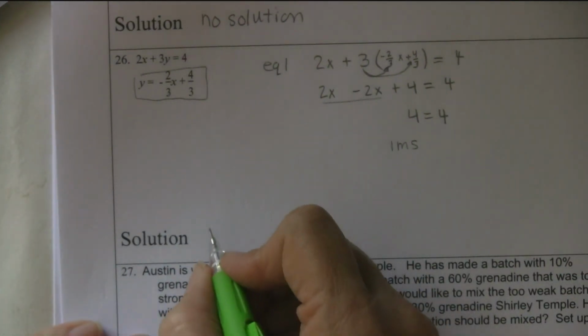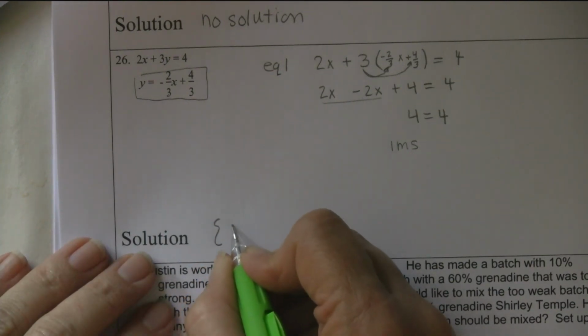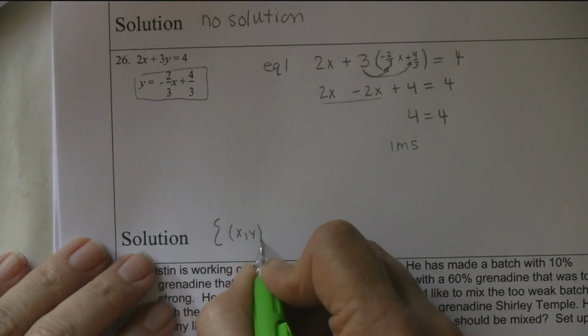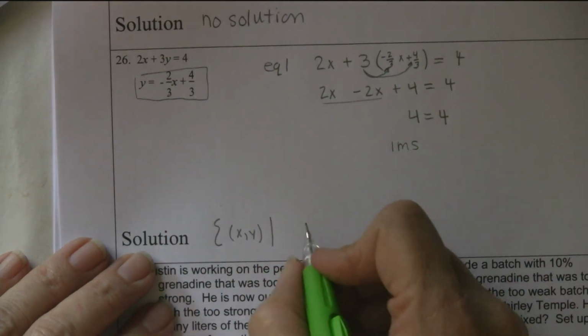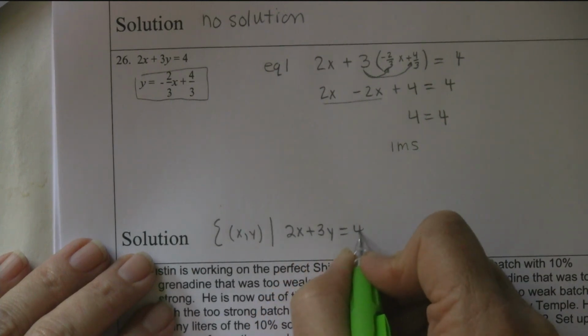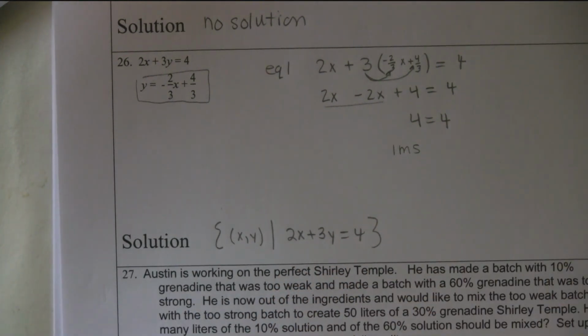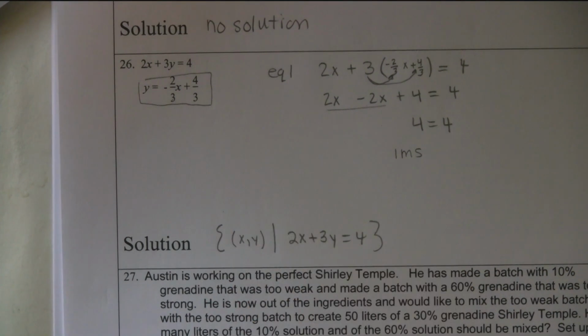And remember what you write on that? They have fancy notation in your book. The set of x comma y such that, and then pick either one, it doesn't matter: 2x plus 3y equals 4. And then that's my solution. There's infinitely many solutions here. And so there you have it. We did a lovely job on it.